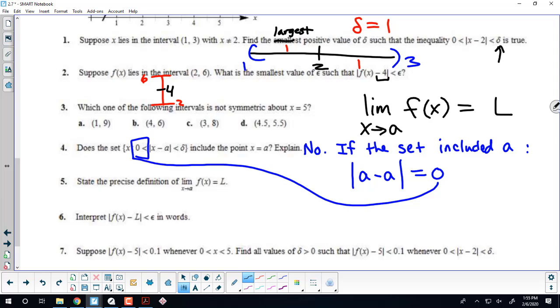So what's the largest possible? I don't know why they say smallest. What's the largest possible epsilon that we can choose so that we're within that window of 4? 2. Does everybody agree? Again, I'm not saying it's exactly equal to 2. I'm saying that distance, epsilon, is equal to 2. That distance is less than 2. So 2 here and 2 here keeps me within that window. Any questions on that?